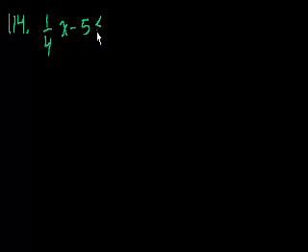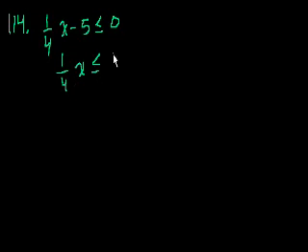If x is to be selected at random from set T, what is the probability that 1/4 x minus 5 is less than or equal to 0? Let's simplify this real fast. That means, what's the probability that 1/4 x is less than or equal to 5? And that means what's the probability?